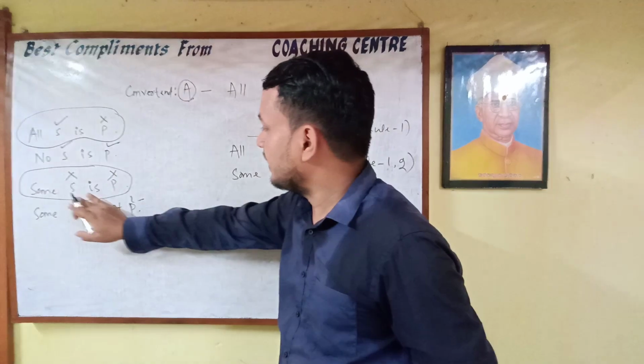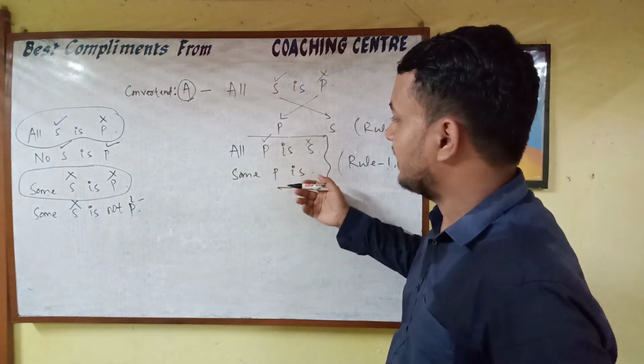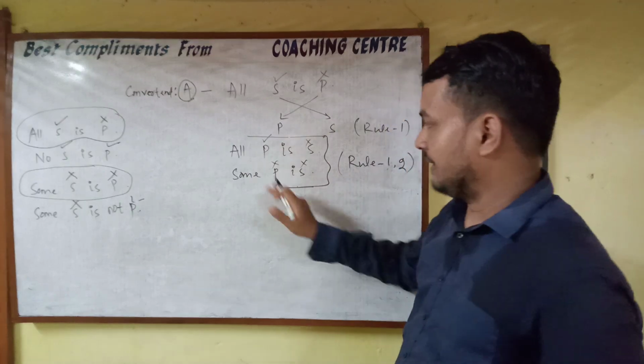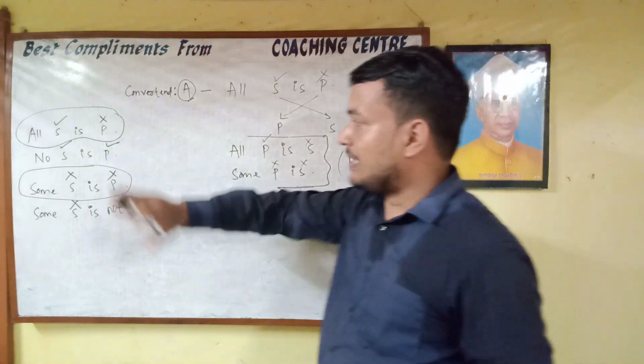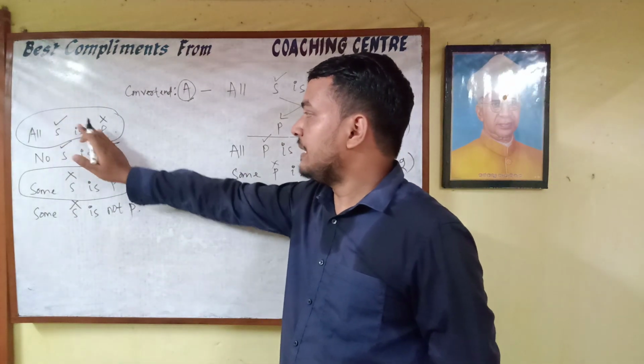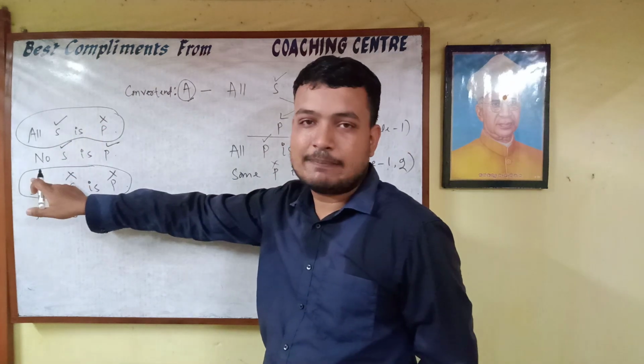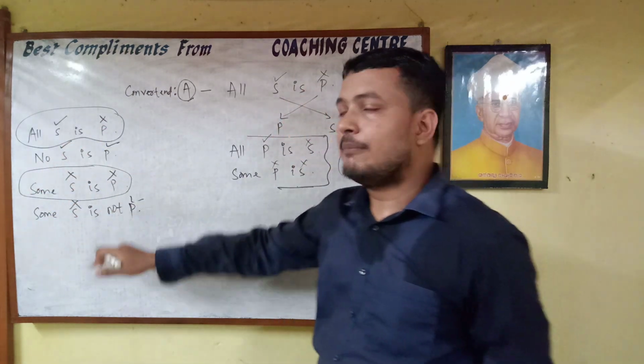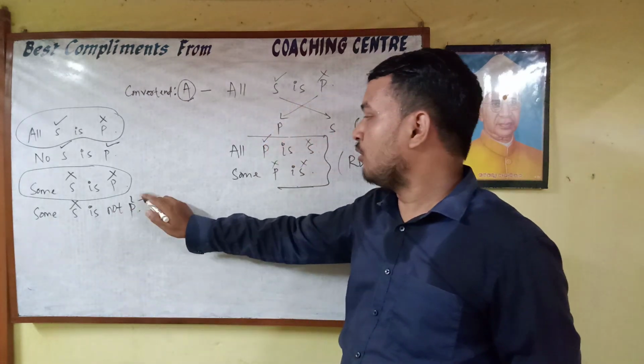Some P is S, some P is S, some P is S. This is what? Particular affirmative. Once again I am repeating. All S is P, distributed and undistributed. No S is P, both distributed. Some S is P, undistributed. Some S is not P, undistributed and distributed, right?